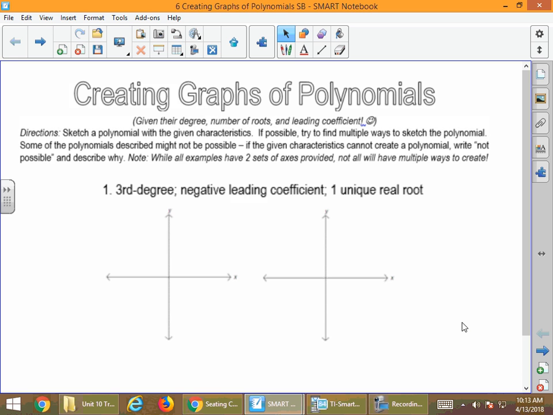So we're going to sketch a polynomial with the given characteristics. If possible, we're going to try to find multiple ways to sketch. Sometimes we can, and sometimes we can't. Some of the polynomials cannot be drawn. If the given characteristics cannot create a polynomial, we're going to write not possible and describe why. Note, while all examples have two sets of axes provided, not all of them will have multiple ways to create.